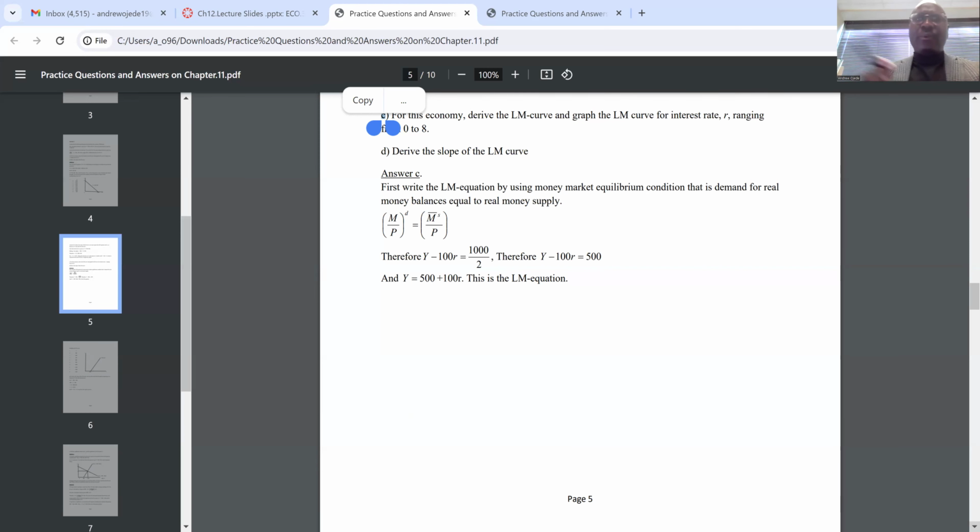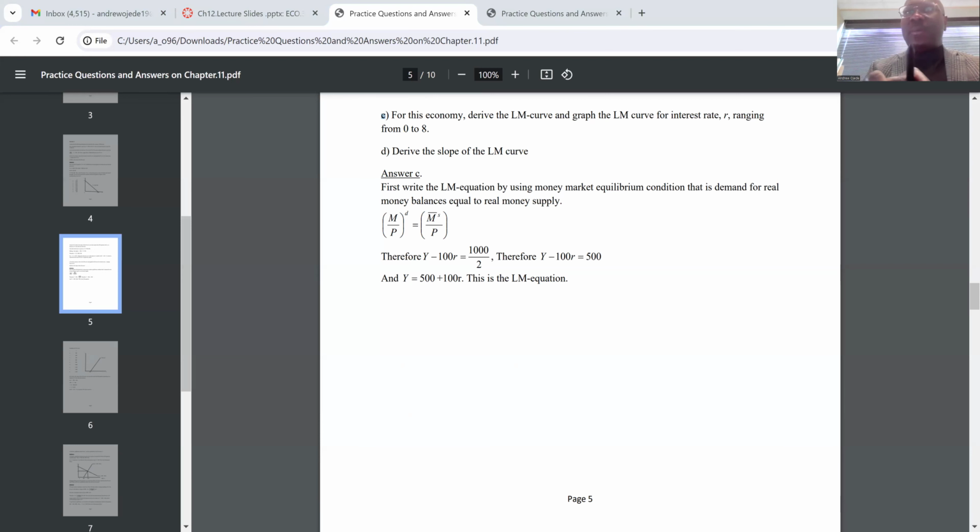Since we have the two equations, we also talked about short-run equilibrium. Short-run equilibrium in this Keynesian framework is a situation whereby there's simultaneous equilibrium in the money market and the goods market. So when the money market and the goods market reach equilibrium at the same time, we say that we're in some kind of short-run equilibrium.